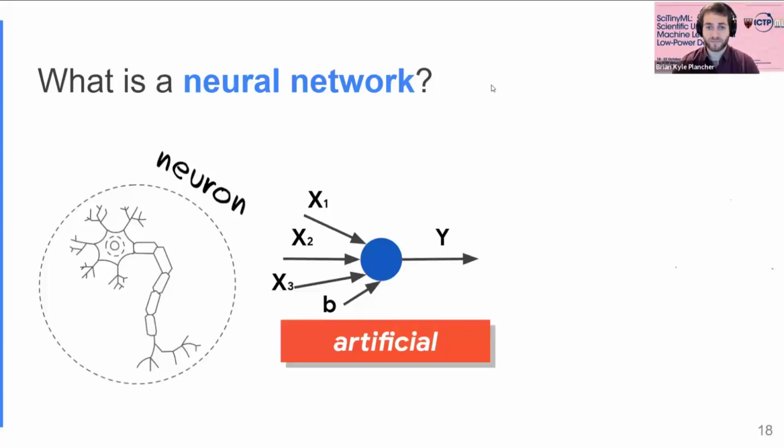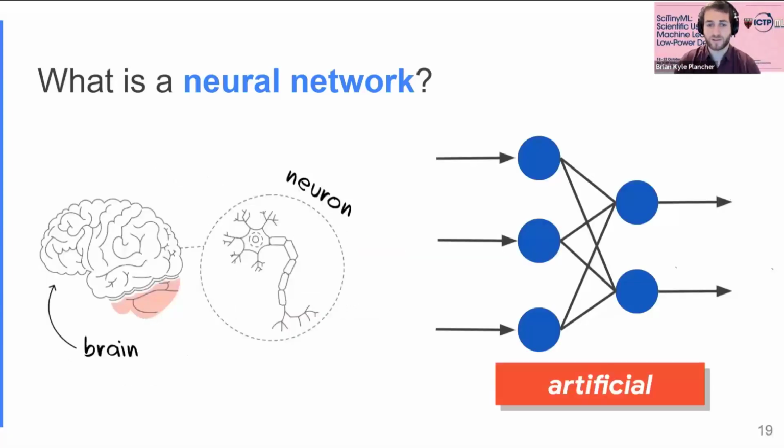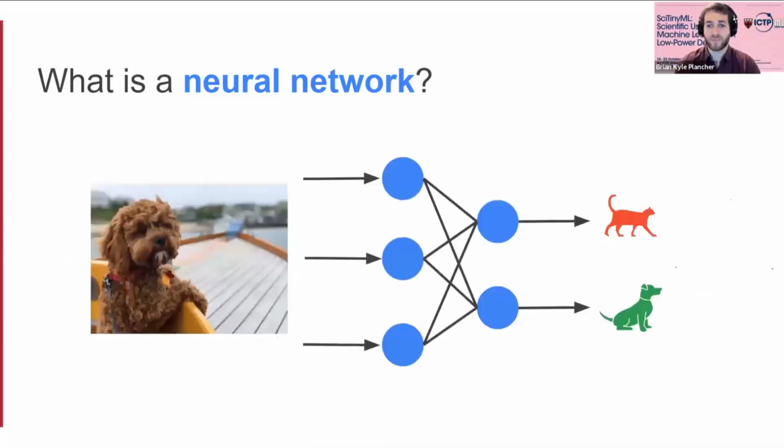So they have some amount of inputs and some amount of outputs. In this case, I have 3 inputs, x1, x2, x3, a bias, and an output. And it's designed to sort of mimic the way a neuron works. And you can kind of just smush a bunch of them together. And just like you can have a bunch of neurons to make the brain, we have a bunch of artificial neurons to make this artificial neural network.